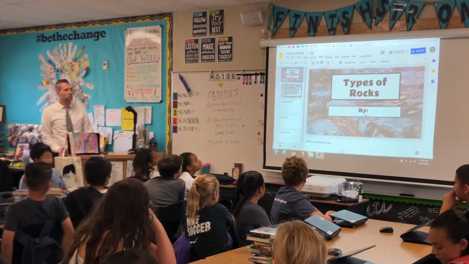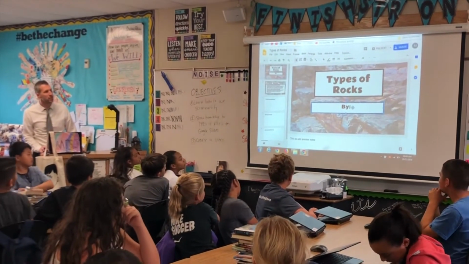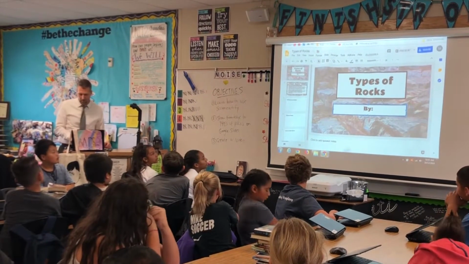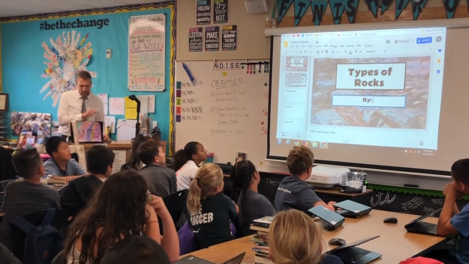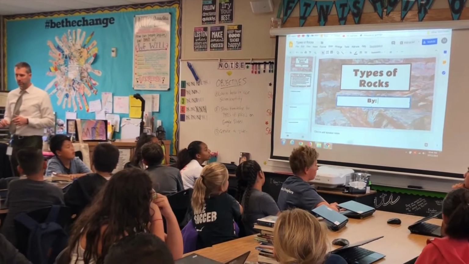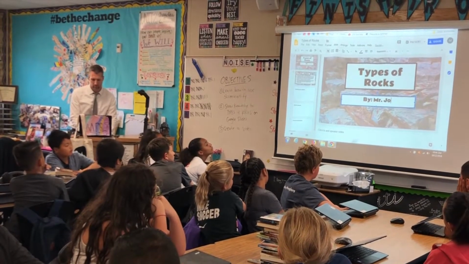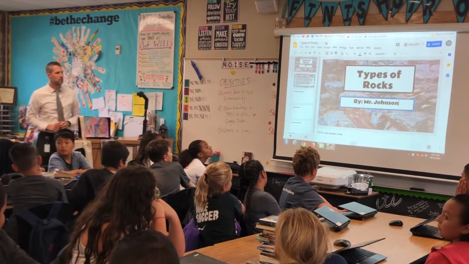The first thing you're going to do when you get this is you're going to double click. It's kind of hard. It's a double click in order to edit this text box. You're going to move the cursor over, hit the space bar, and type your first and last name in. So if I was to do that, by Mr. Johnson, I could do that.